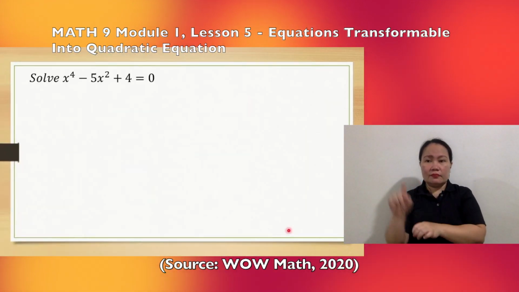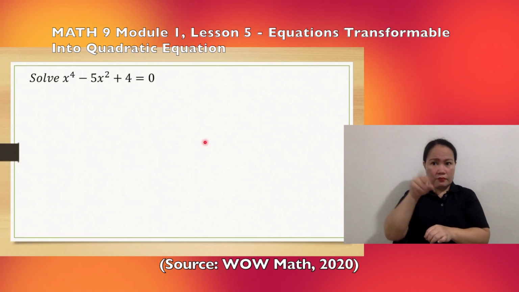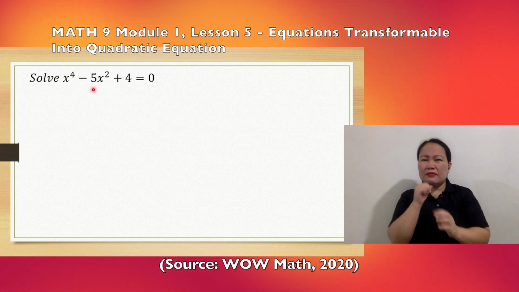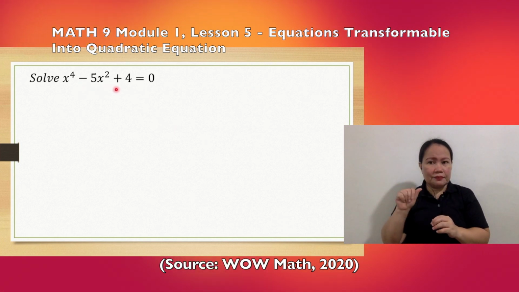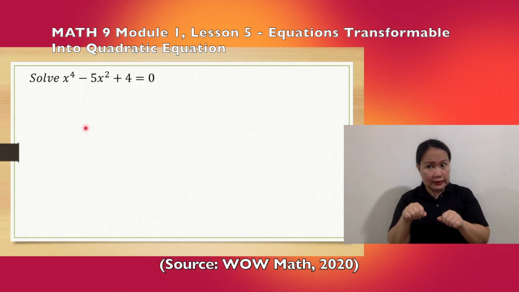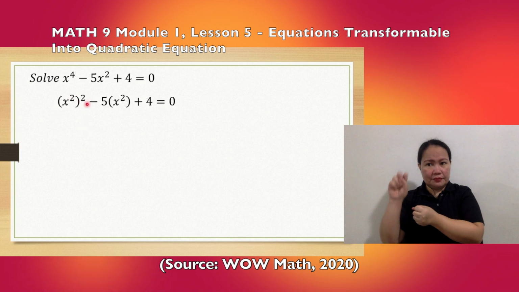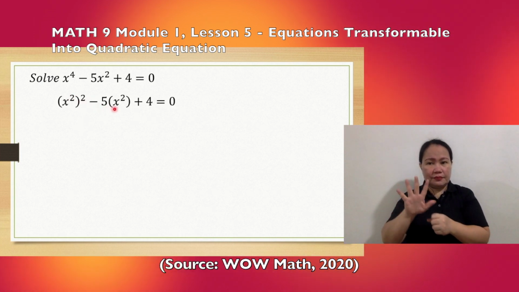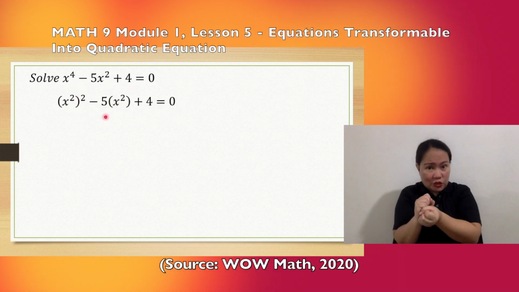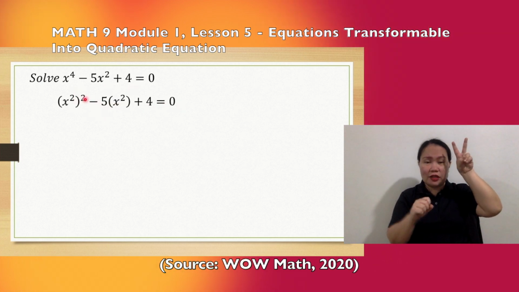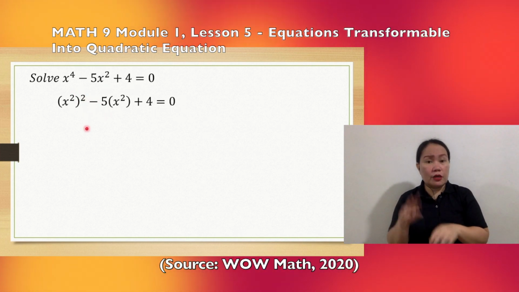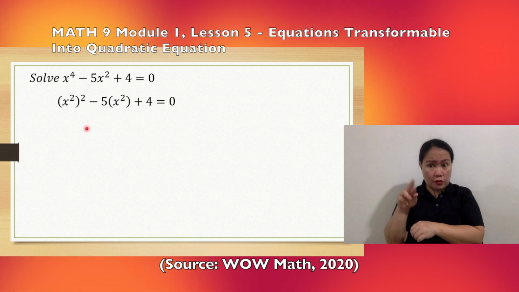Last, we have x to the fourth minus 5x squared plus 4 is equal to 0. So, tingnan natin yung given equation. Hindi siya quadratic, di ba? Kasi nasa 4th degree siya. Pero, pwede natin yan isulat in this form. X squared raised to 2 minus 5 times the quantity of x squared plus 4 is equal to 0. So, in this form, quadratic na siya kasi in the degree of 2 na. Now, paano natin isolve yan? Gamit si quadratic formula, masusolve natin yung equation na to.